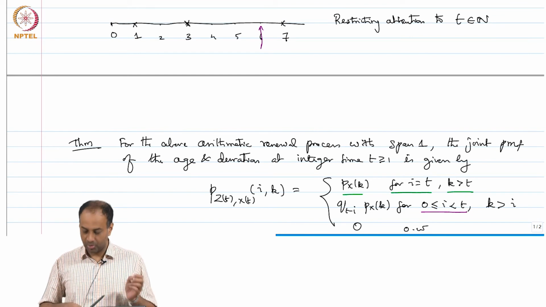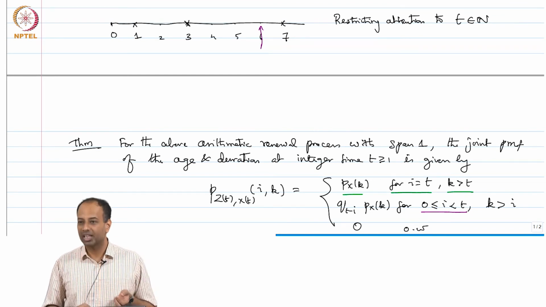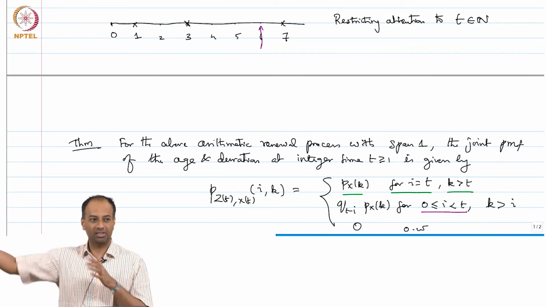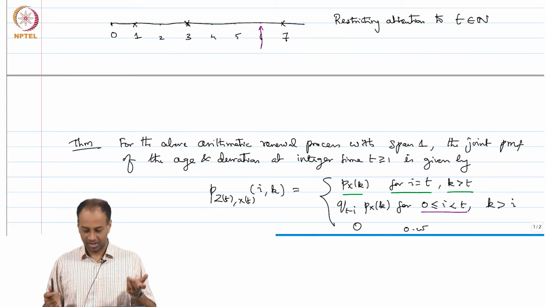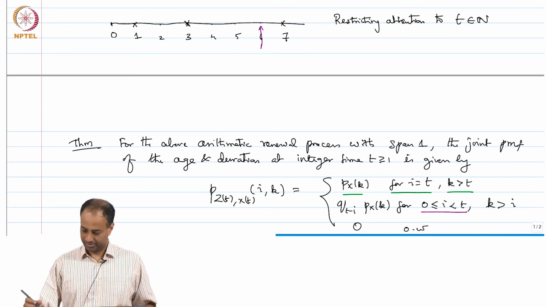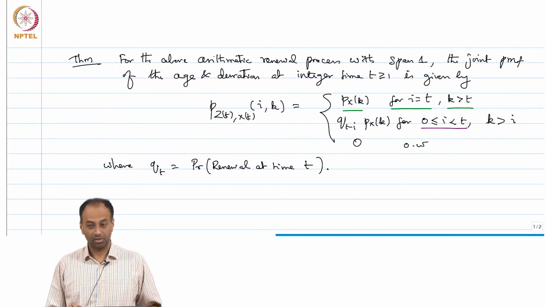Now, q t minus I is the unconditional probability that there is a renewal at t minus I, and given that there is a renewal at t minus I, the probability that the next renewal interval will last for a duration k is simply P x of k, they are independent, correct. So, you get this second bit, all right. That is how this theorem comes about.